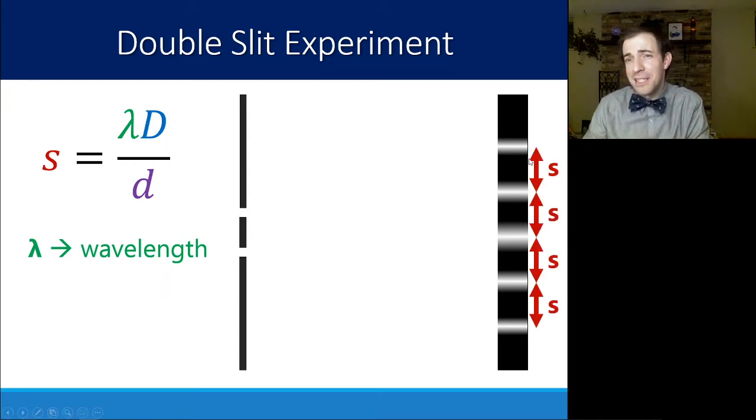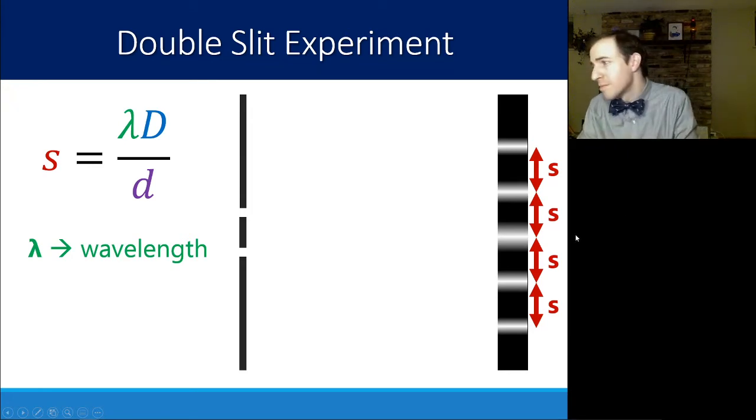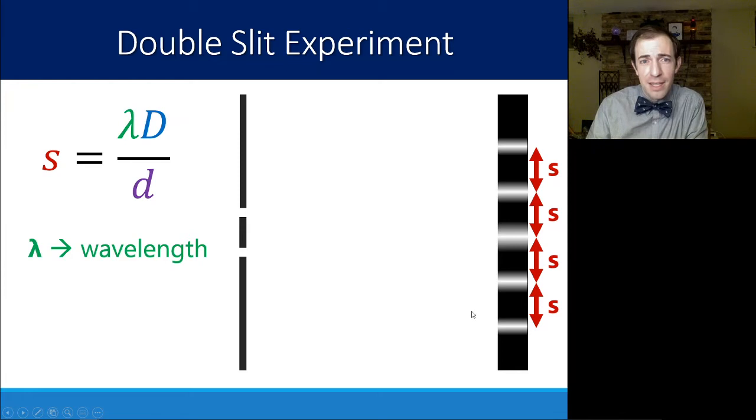S is the spacing of these fringes. So we would call these fringes bright spots and dark spots, and we're going to describe S as the spacing between them. It turns out that that dotted line has equal spacing between every bright spot, the way that it works out on that screen. So we're going to define that as S, the spacing between bright spots, or as it would work out, the spacing between dark spots.